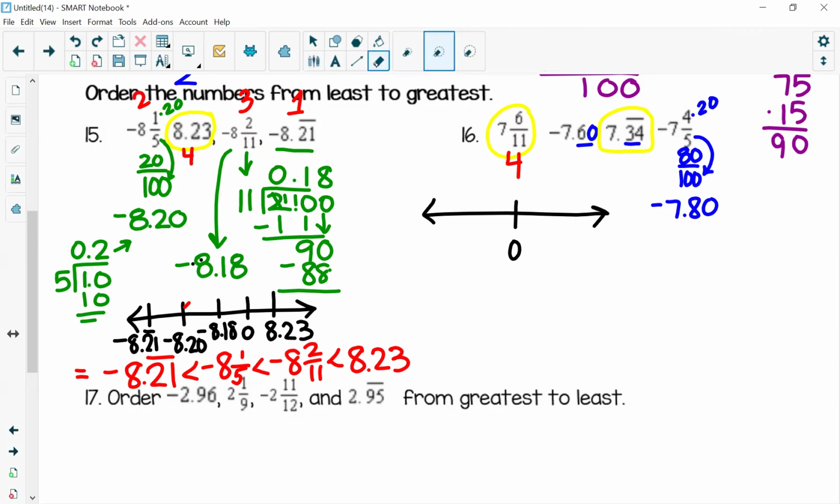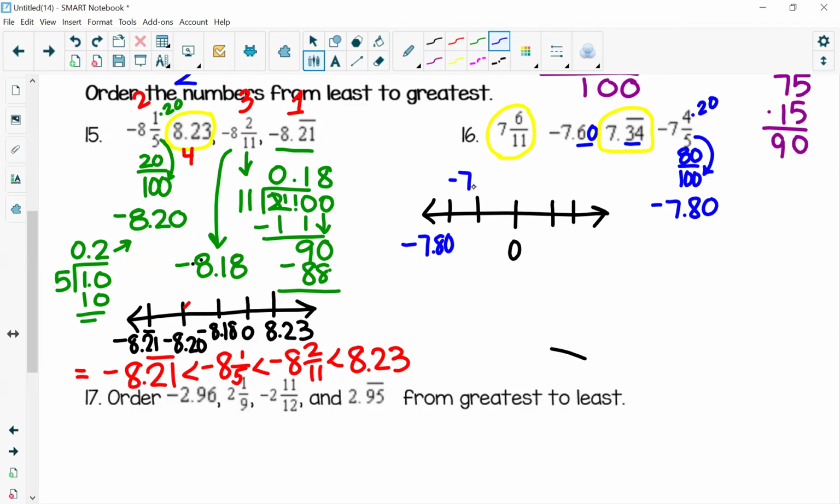So what I'm going to do here. Okay, so I have 2 positives. I have 2 negatives. We just did the negatives, so let's focus on those. We have negative 7 and 60 hundredths, negative 7 and 80 hundredths. So I'm going negative 7 and 80 hundredths here, and then negative 7 and 60 hundredths there. Okay, so now we're going to go on the positives. Oh, okay. So let me get a purple there.